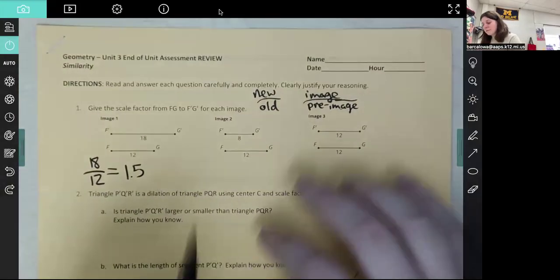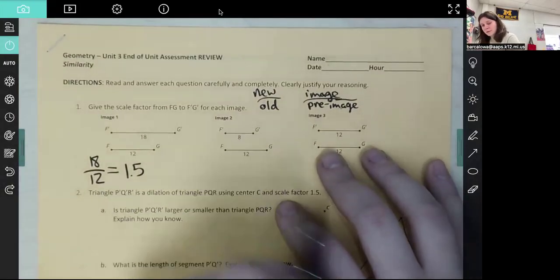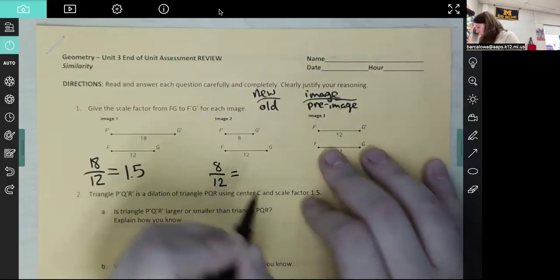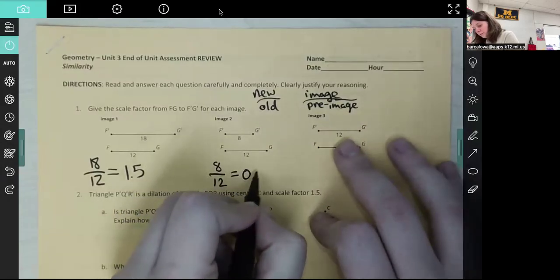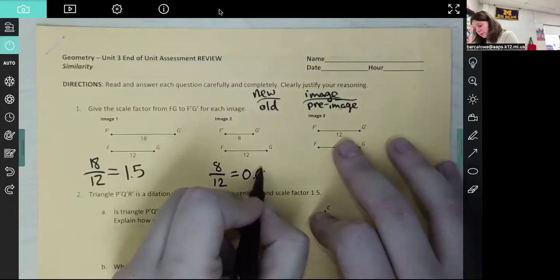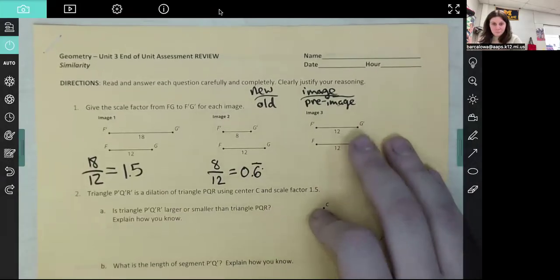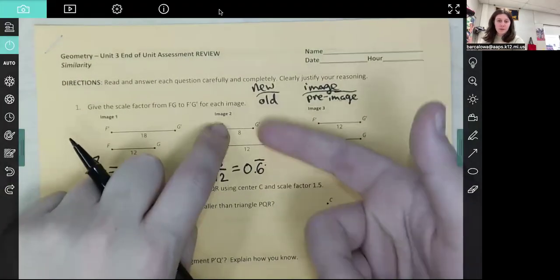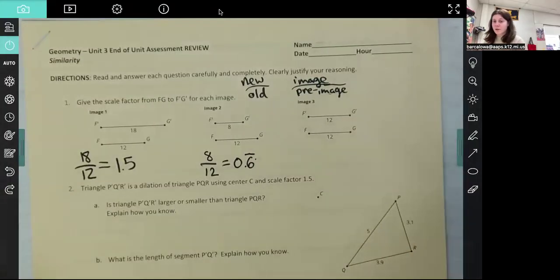Okay, versus this one. F prime G prime is the new one. So I'm going to take 8 divided by 12, which gives me 0.6 repeating. Again, that makes sense. Going from bigger to smaller, multiplying by 0.6 would make something smaller.